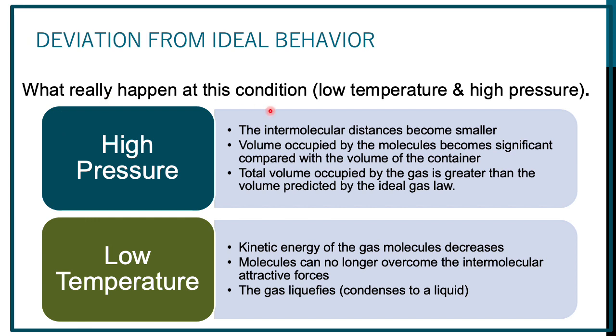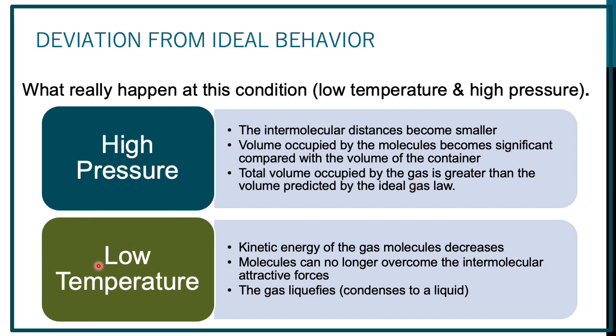So what really happens at low temperature and high pressure? At high pressure, the intermolecular distances become smaller. When we increase the pressure, we actually decrease the volume, so the intermolecular distance becomes smaller. So the volume occupied by the molecules becomes significant compared to the volume of the container. So the total volume occupied by the gas is greater than the volume predicted by the ideal gas law. Because we know that when we decrease the volume, the pressure is high.